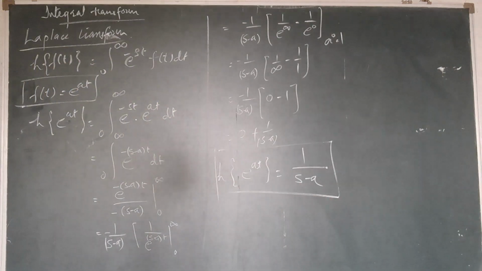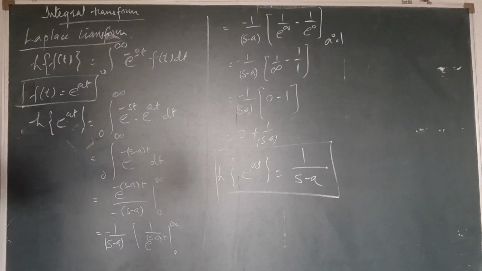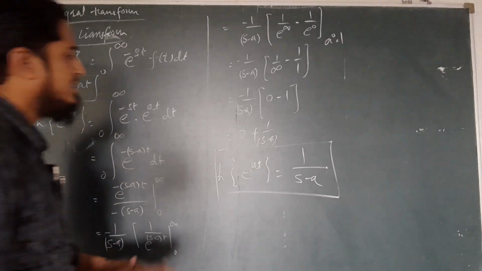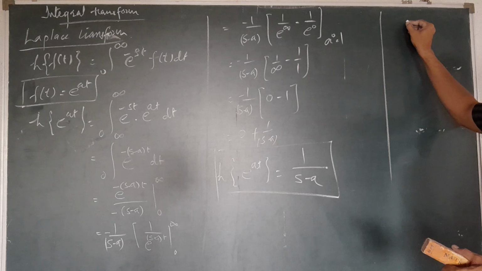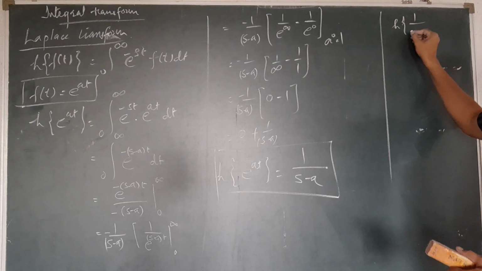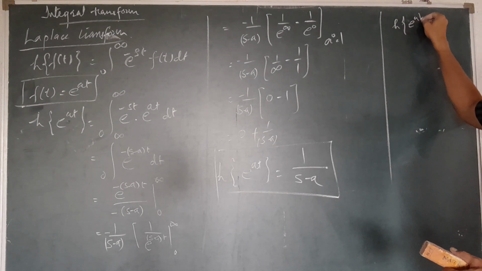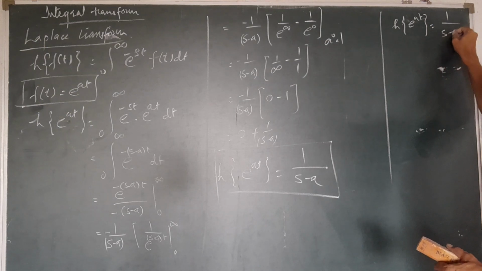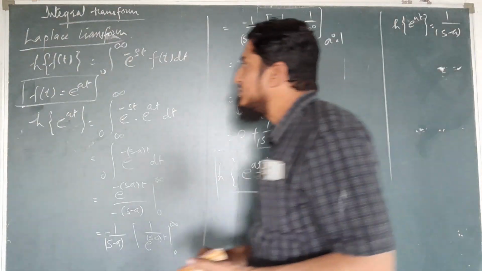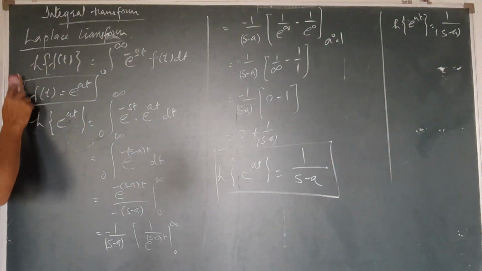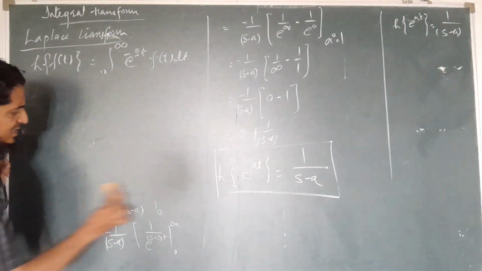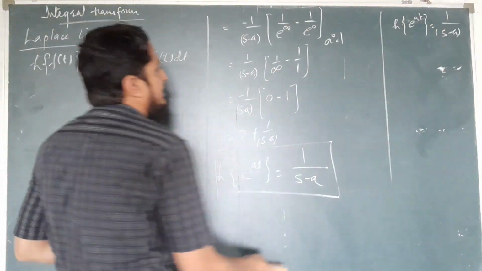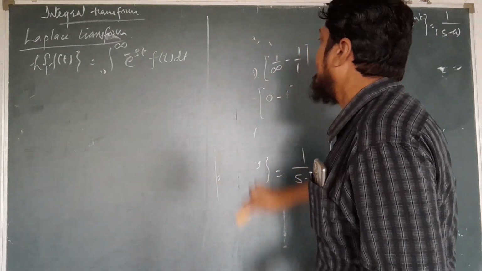It is the Laplace transform of e raised to at, 1 upon s minus a. Similarly, remembering this, the Laplace transform of e raised to at is equal to 1 upon s minus a. So by using this, we can find the Laplace transform of trigonometric functions also. So see how to find the Laplace transform of trigonometric functions such as sin at and cos at.